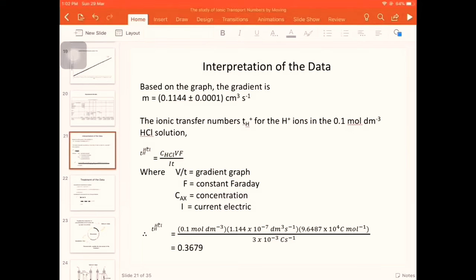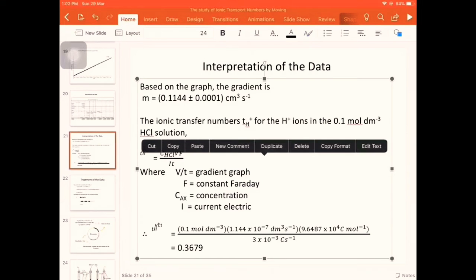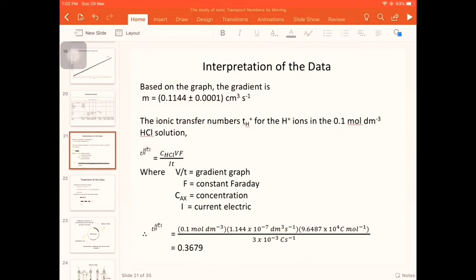This gradient actually shows what we call the speed of the boundary. So the boundary travels in time, so we can investigate from that boundary. Actually we can extract the information of the ionic transport number, and then from the boundary we can do the calculations, and basically we get 0.367 for this ionic transport number.